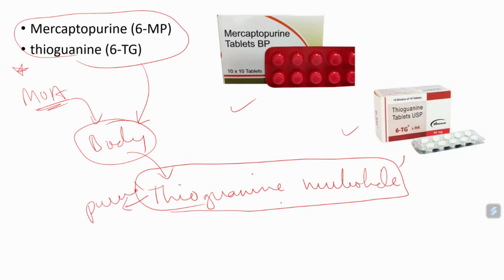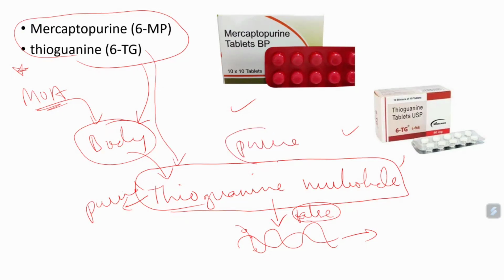This thioguanine nucleotide will help in the formation of DNA. In DNA formation, this thioguanine nucleotide will enter into the DNA. During replication of the DNA, this thioguanine nucleotide is a false base, because it is coming from the drug. It is not an actual purine. It is similar to purine. So when thioguanine nucleotide enters into the DNA during its replication, due to the false effect of this base pair, the replication of DNA will be stopped. There is no replication of DNA.